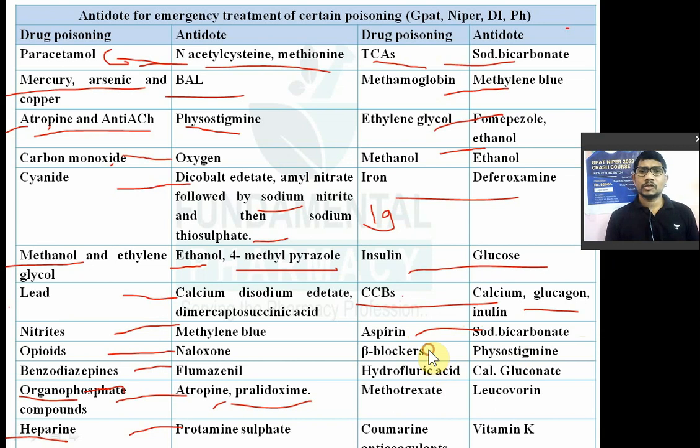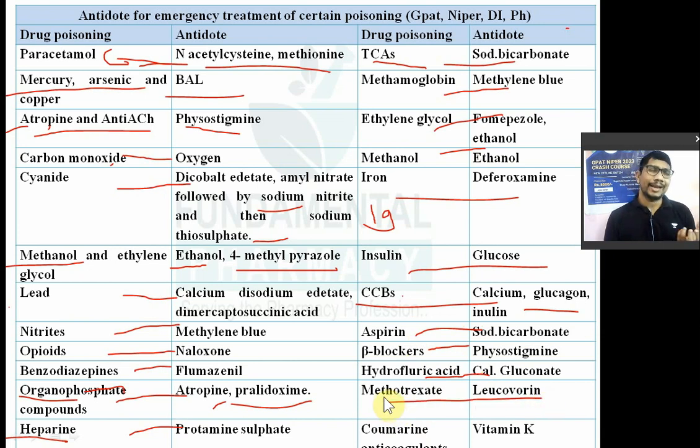इन केस ऑफ पॉइजनिंग ऑफ बीटा ब्लॉकर्स, फाइसोस्टिग्माइन इज द एंटीडोट. इन केस ऑफ पॉइजनिंग ऑफ हाइड्रोफ्लोरिक एसिड, कैल्शियम ग्लूकोनेट इज द एंटीडोट. इन केस ऑफ methotrexate poisoning, leucovorin is the antidote.